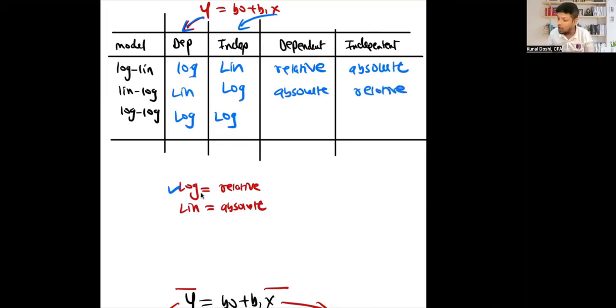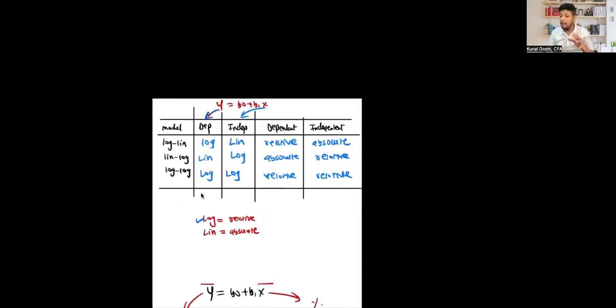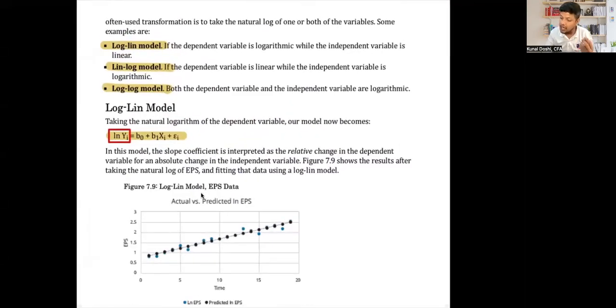And when I say log, both are relative. Now I know I'm just reading it. I'm just giving you the technique to understand. But if you see here, log means relative, lin means linear, or absolute. So log-lin means dependent is log, which is relative, while the independent is linear. Lin-log means dependent is linear, independent is log, and log means both are variable.